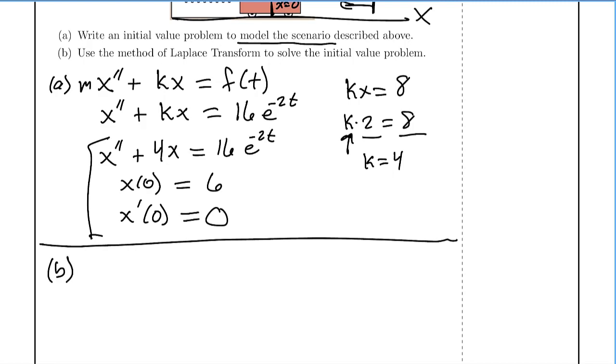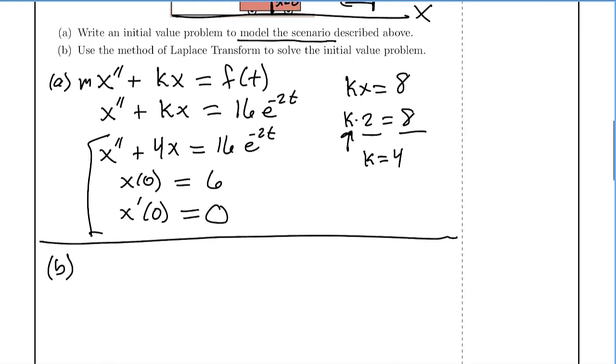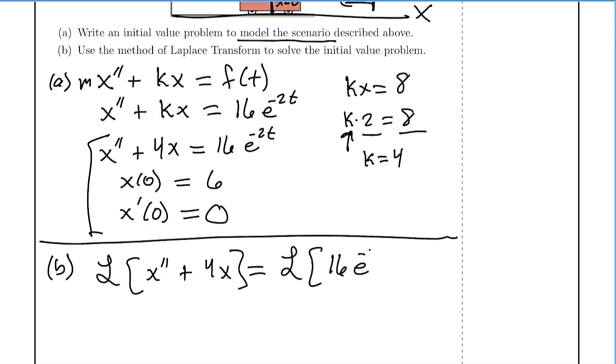For part B, use the method of Laplace to solve the initial value problem. Okay, so we're going to Laplace transform this entire differential equation. L of x double prime plus 4x equals the Laplace transform of 16 e to the minus 2t.